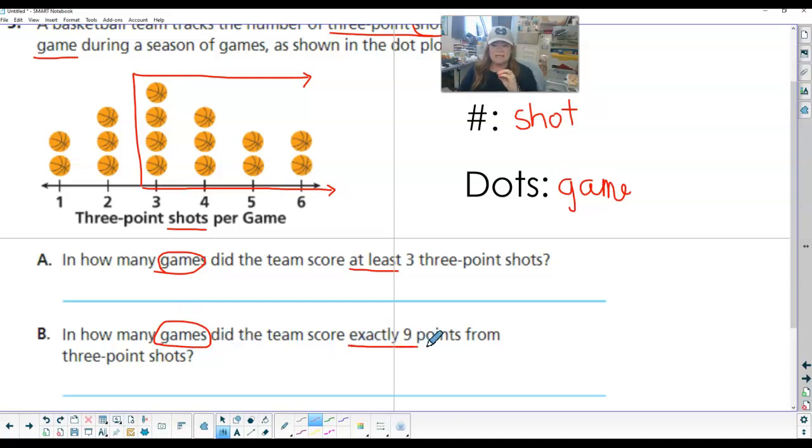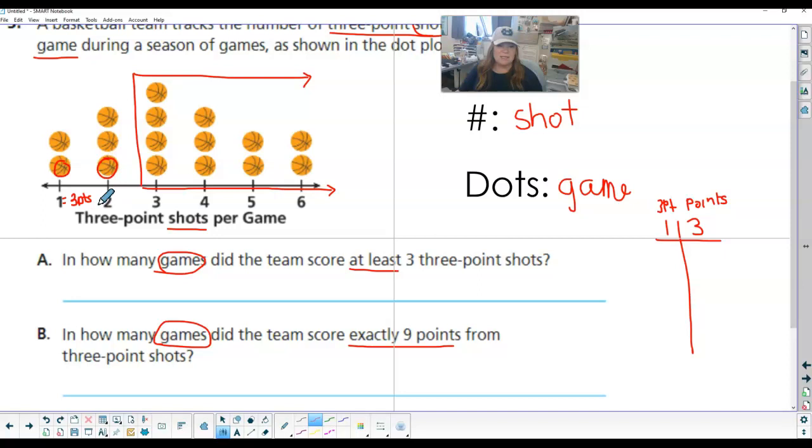Did the team score exactly 9 points from their shots? Okay, so right, in this game, they played a game and they scored 1 3-pointer. So a 3-pointer is worth 3 points. So right, here's their 3-pointer. Now they have 3 points. We're trying to get 9 points in a game. So in this game, every time they only scored 1 3-pointer, they only made 3 points. That's not this question.